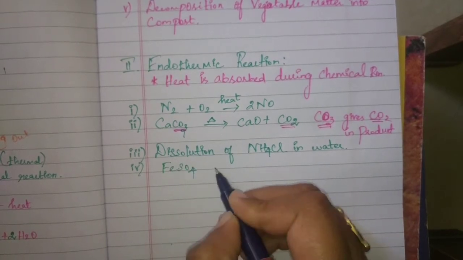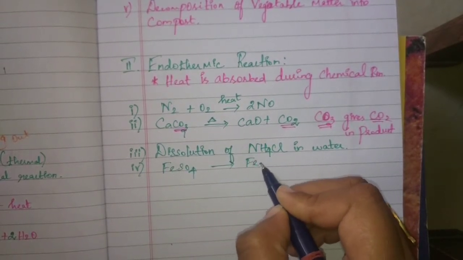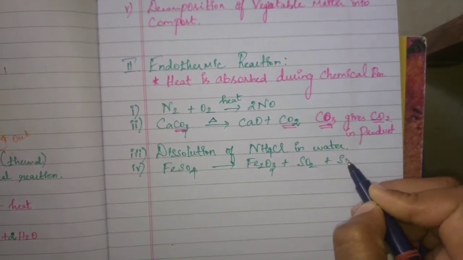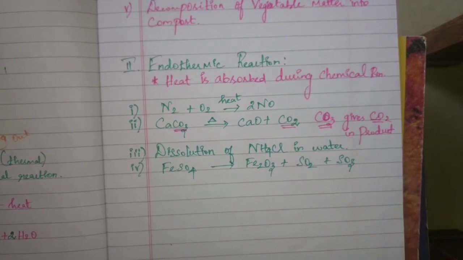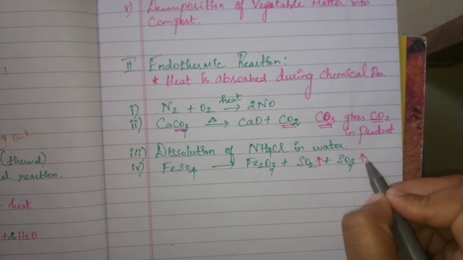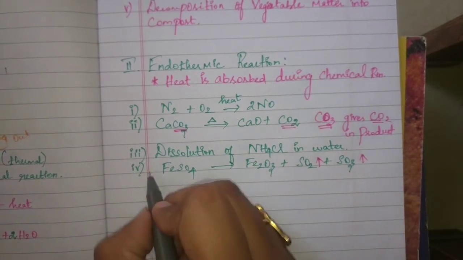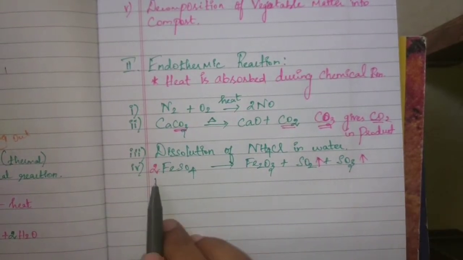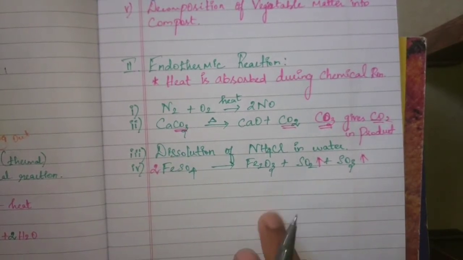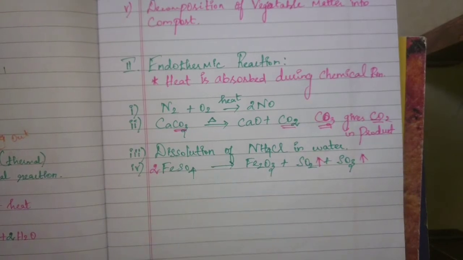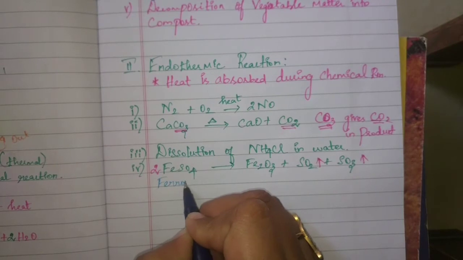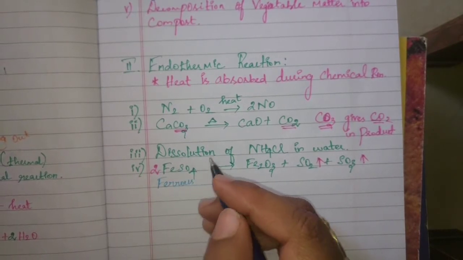Ferrous sulfate. It gives ferric oxide plus sulfur dioxide gas and sulfur trioxide gases. Usually gases you have to mention by upward arrow mark, students, because it's coming up. To balance this equation, 2FeSO4. So now it is balanced. So decomposition of ferrous sulfate. The name of the compound is ferrous sulfate. Whenever you are writing the equations, down you have to mention the name, students.